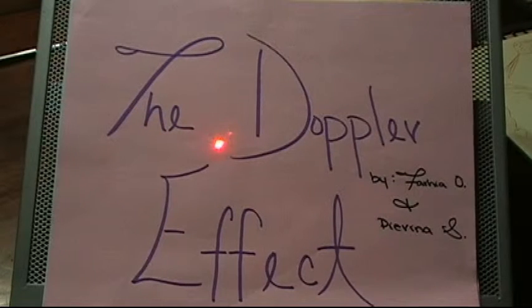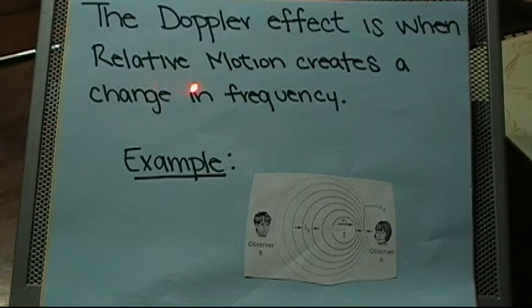And we're going to teach you about the Doppler effect, from Unit 7: Harmonic Motions, Waves, and Sound. The Doppler effect is when relative motion creates a change in frequency. And here goes an example.